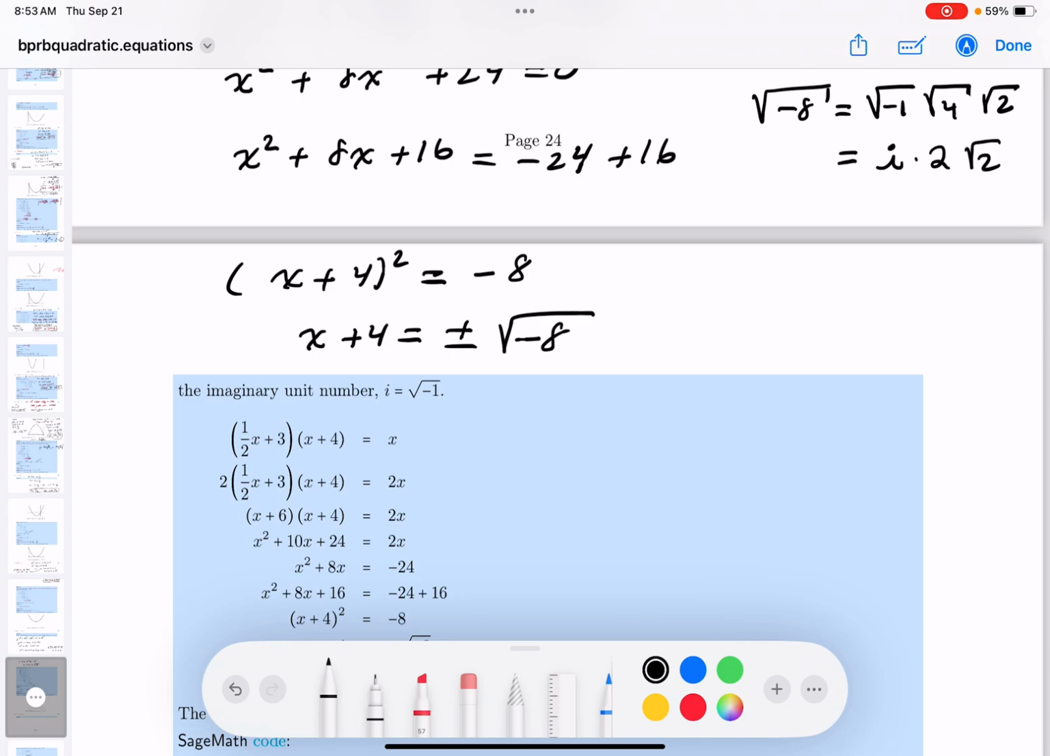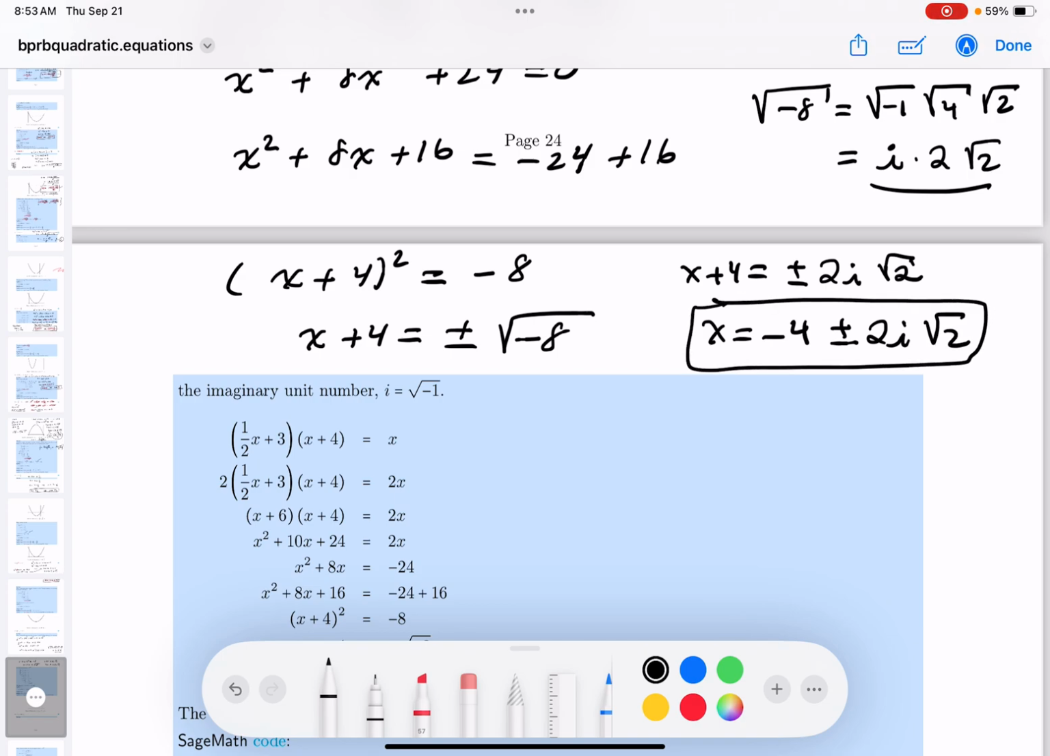Let's write this over here then. X plus 4 equals plus or minus, I can write this number down. And my convention is 2i root 2. All right? What do I do now? X equals minus 4 plus or minus 2i root 2. Put a box around that and call it a day.